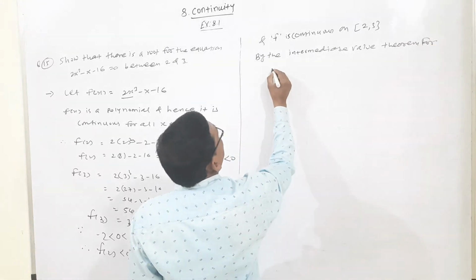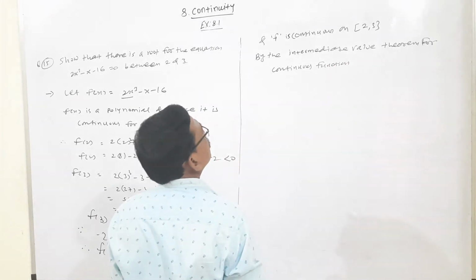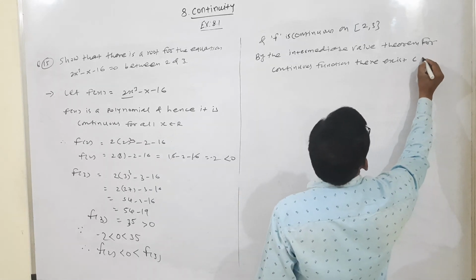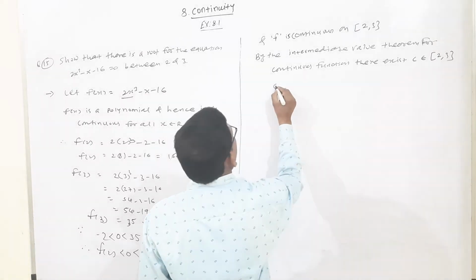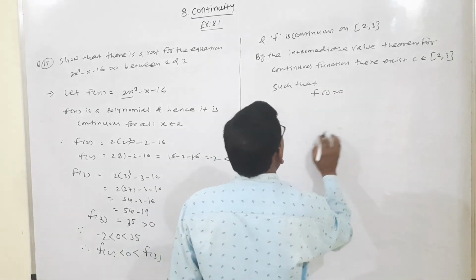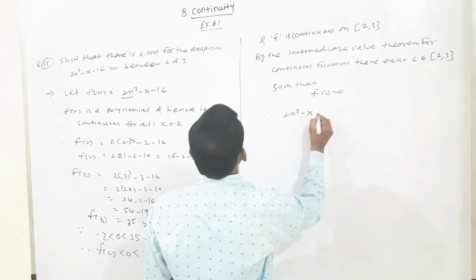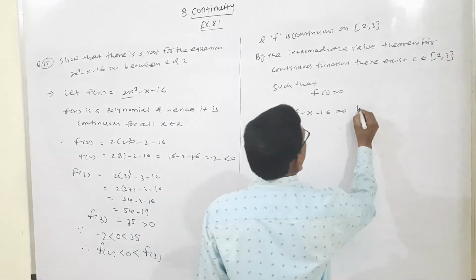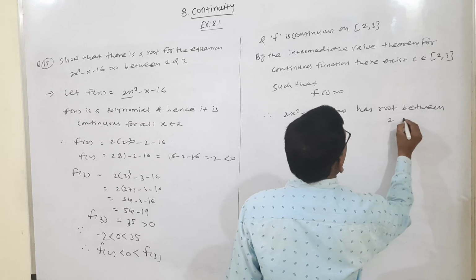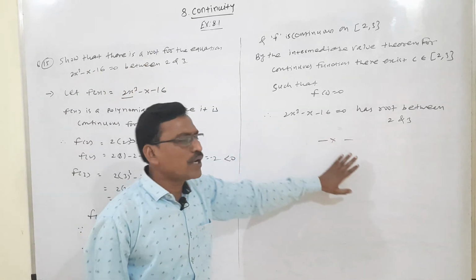for the continuous function, there exists a point c belonging to this interval such that f of c equals 0, and therefore the equation 2x cube minus x minus 16 equals 0 has a root between 2 and 3. Hence we have shown that there is a root for the equation between 2 and 3.